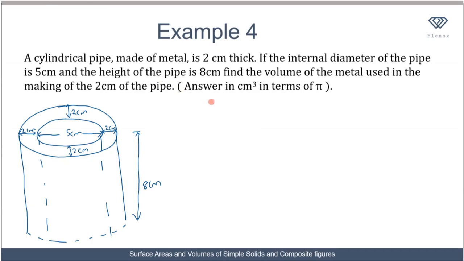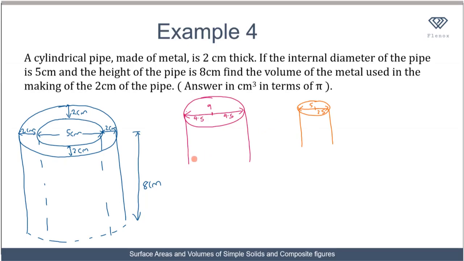So for our big cylinder, we have something like this, and what will be our diameter for that? Our diameter is just going to be equal to 5 plus 2 plus 2, and what is 5 plus 2 plus 2? That gives us 9. So the radius in this case is going to be 4.5. For the smaller cylinder, the internal one, we are told that the diameter is 5, so the radius is going to be 5 over 2, which is 2.5.